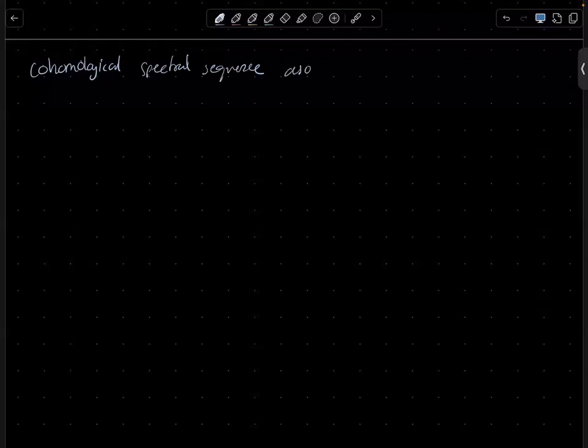Yesterday, I was talking about this kind of vague motivation for spectral sequences out of stitching a bunch of long exact sequences together. I'm going to write down the theorem now that we have all the language. I'm going to write down the theorem that sort of summarizes what I meant by that. So this is the theorem about the cohomological spectral sequence associated to a filtration of a chain complex.